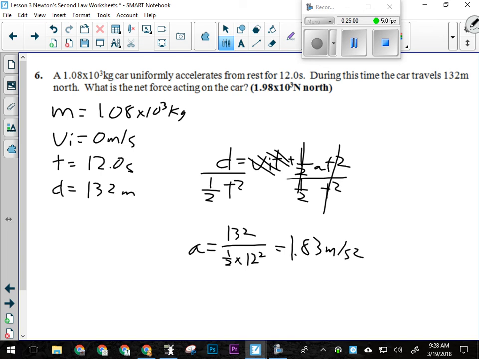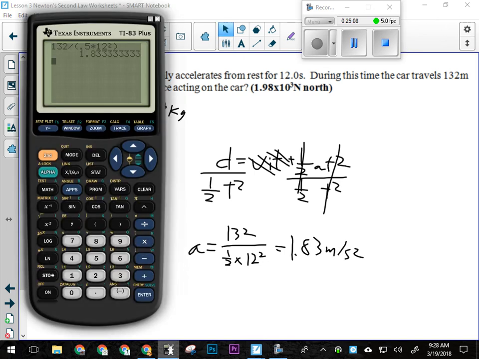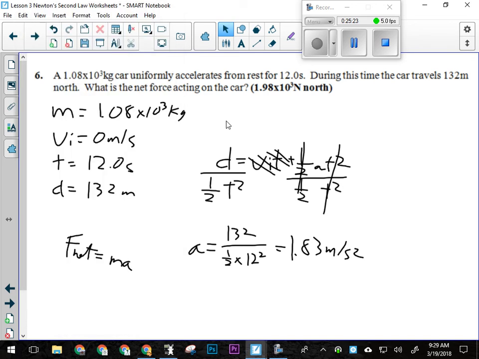Now I can go back and do this. The net force equals mass times acceleration, right? I've got the acceleration. They told me the mass already. If I multiply those two numbers together, I should get 1.98 times 10 to the 3 newtons north. I know it's north because they told me the displacement was north. Any other ones giving us trouble? Don't be afraid to ask, guys.